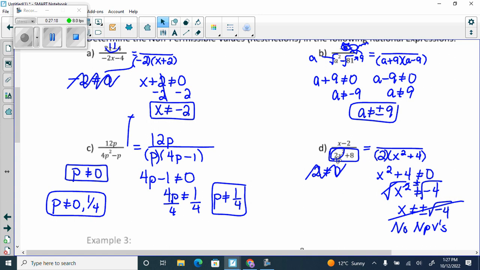What's a positive plus 8? Always a positive number. You're just going to get larger numbers here. There's no number I can fill in for x that would get this to be negative 8. Even if I filled in negative 2, negative 2 squared is positive 4. Positive 4 times 2 is 8. 8 plus 8 is 16, not 0. Right? So whenever you have an addition of squares, you will get no NPVs from that block. You will get none. Does that make sense?